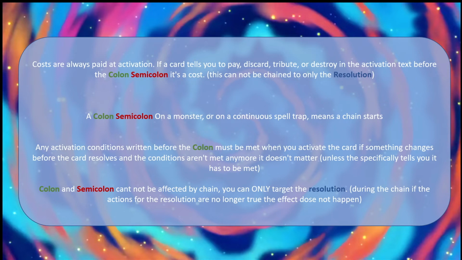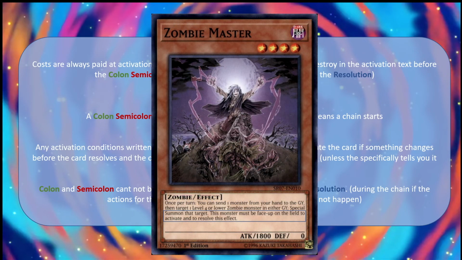The colon can never be affected, but the semicolon can be affected, but we'll get into that in a later video. Now it's just understanding where you can even chain. Zombie monsters, this is also something that I just wanted to point out, is the last sentence. It says, this monster must be face up on the field to activate and to resolve its effect. Again, usually the colon is never affected unless the card specifically tells you, I have to be at this point on the field for this effect to resolve. That's just important to know.